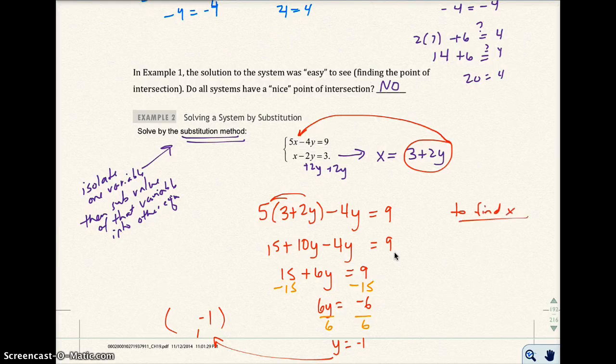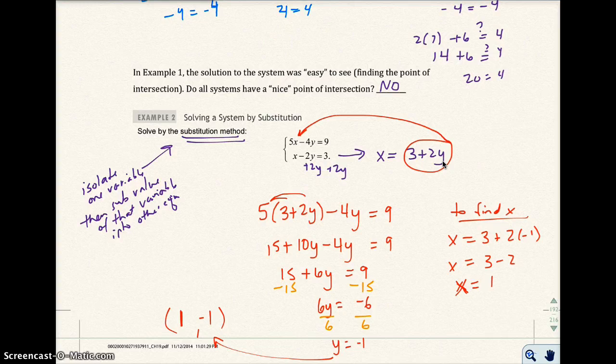there's no wrong way to do this. You can plug this -1 back into here, here, or even here. That's what I'm gonna do. So x equals 3 plus 2 times -1. So x equals 3 minus 2, x equals 1. So I put the 1 right here.